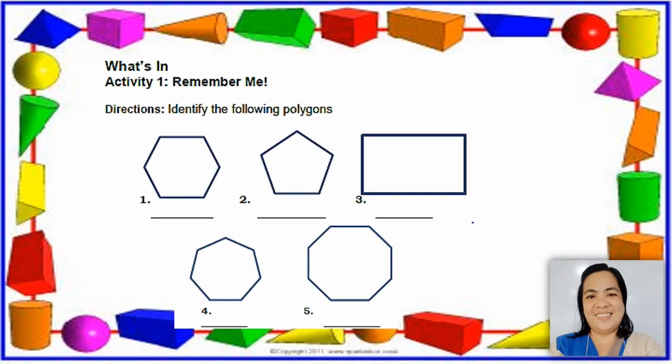Let's go to what's in. Activity 1, remember me. Try to remember our lessons about polygons. Directions: identify the following polygons. For number 1, it is a 6-sided polygon. What do you call that one? Number 2, a 5-sided polygon. Number 3, 4-sided polygon. Number 4, 7-sided polygon. And number 5, 8-sided polygon. Write your answer on the blank.